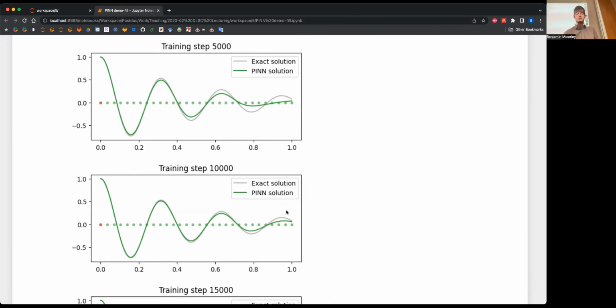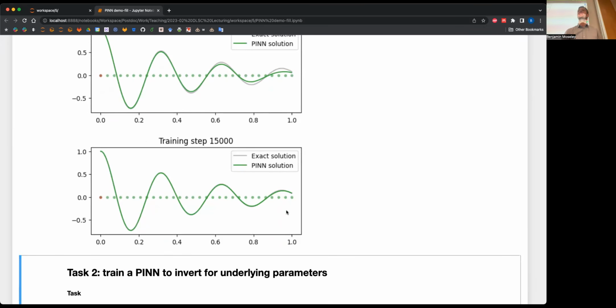So yeah, hopefully that's showing you that it's very easy to code a basic PINN in PyTorch, and it can run fairly quickly as well. Okay, so let's switch back to the talk.